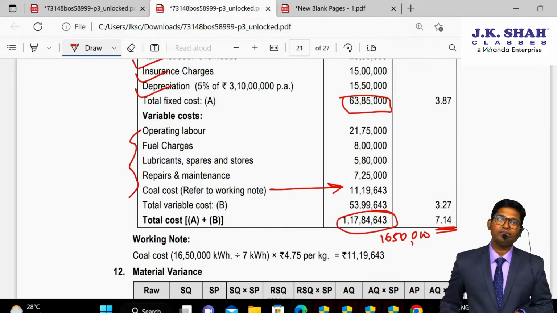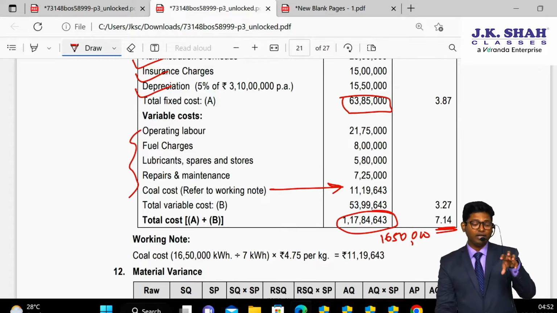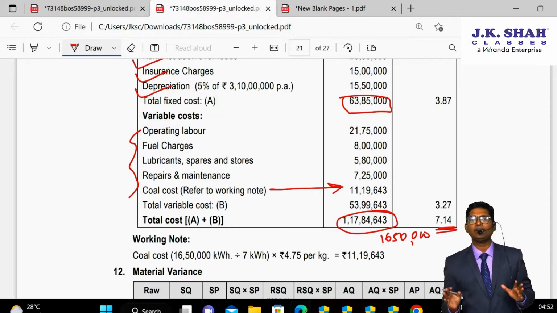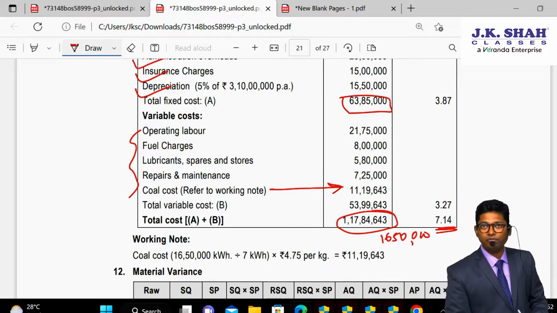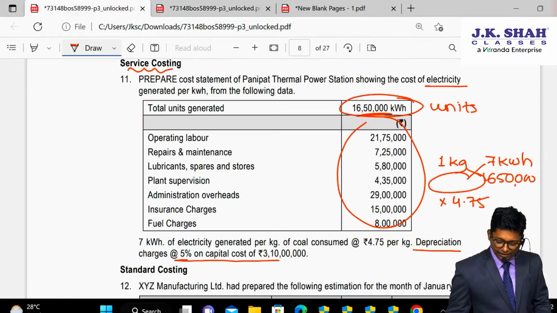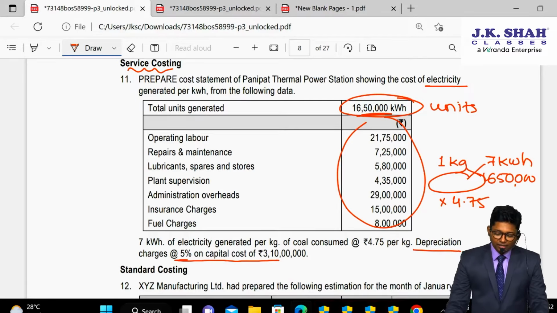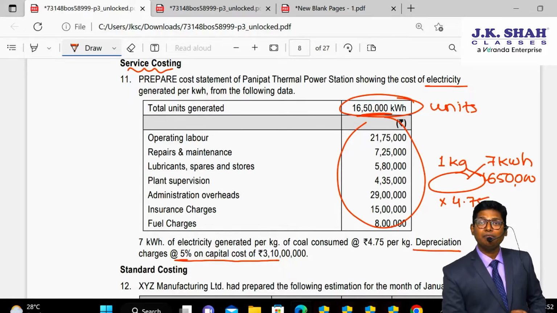No transport industry, no public transport, no passenger transport, no food, no hotel, no information related to toll plaza. Straightforward question based on the service sector of an electricity plant. So thermal power station was the question's name, which was covered in the JK Shah material. Here the question's name is Panipat thermal power station. According to the JK book, that was the Chambal thermal power station, and here Panipat is given. Names are different, amounts are different, but there is no new concept.